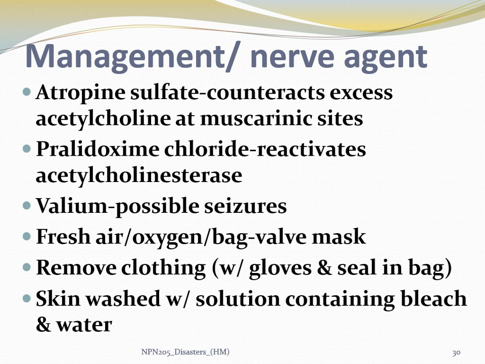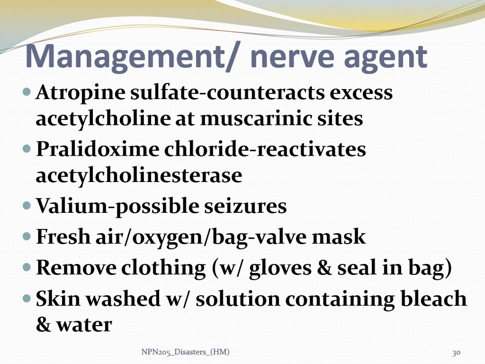All right, medical management for nerve agent poisoning. We're going to use atropine sulfate. It counteracts the excess acetylcholine at the muscarinic sites. It does have to be administered every 5 to 10 minutes until hypersecretion ceases and breathing is adequate. Okay, so you're going to administer atropine sulfate every 5 to 10 minutes until hypersecretion ceases and breathing is adequate.